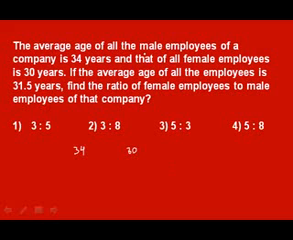So the average age of all the male employees is given to me as 34, and that of females is given to me as 30, and that of all the employees is given to me as 31.5. So what I have to do is simple. I just have to apply allegation and find the ratio. Now these are the males here, and these are the females here. Their average is this, and their average is this, and the overall average is 31.5. So all I have to do is find the ratio.